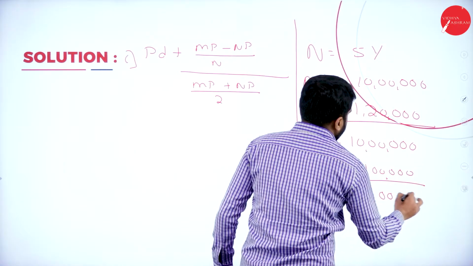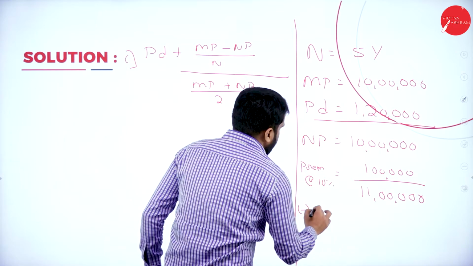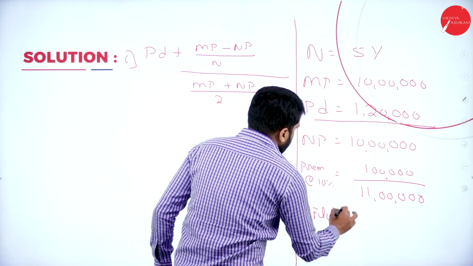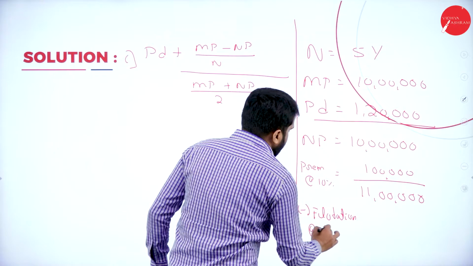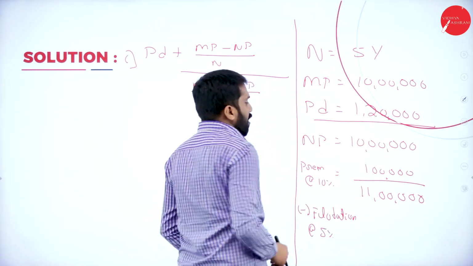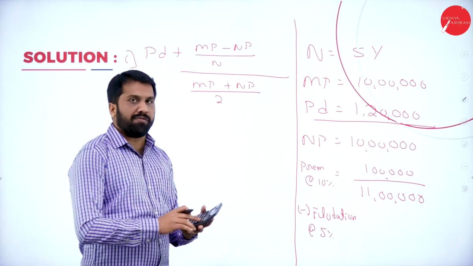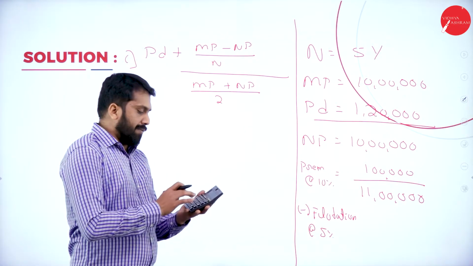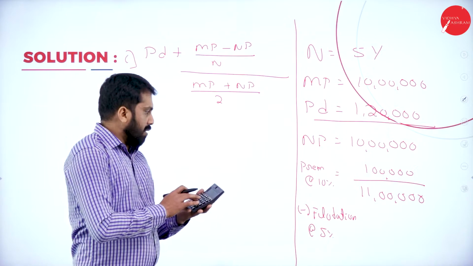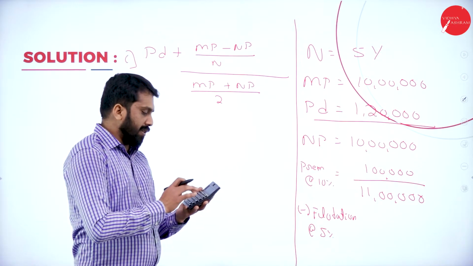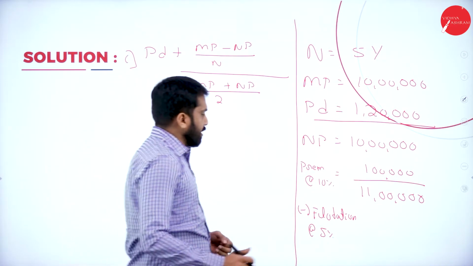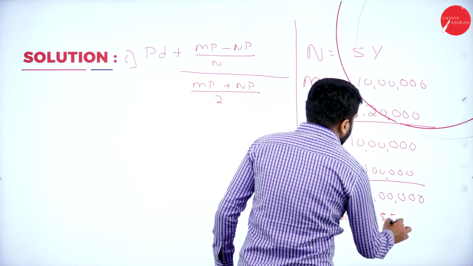11 lakh minus flotation. How much? At 5%. On 11 lakh, 5%, how much is it? As per my knowledge, it will be 55 something. We'll check. 11 lakh into 5%. So 55,000.